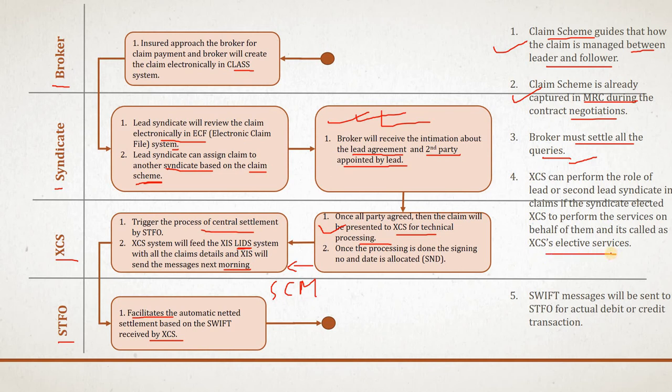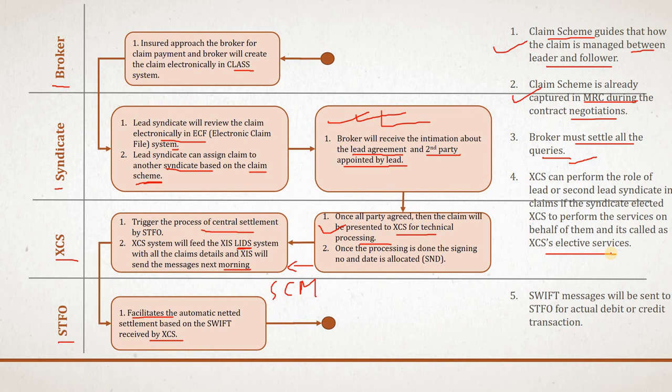Syndicates allocate their claim adjustment services or claim processing services to XCS, or you can also say that they outsource the claim processing to XCS, and when they are using the XCS services, we call those services the XCS elective services, claim elective services.